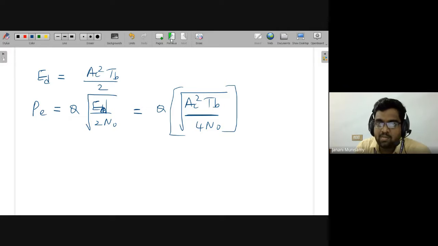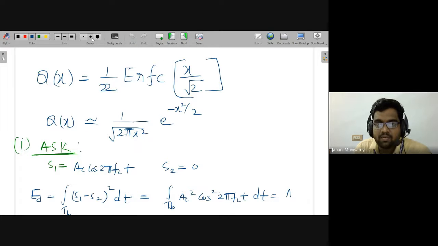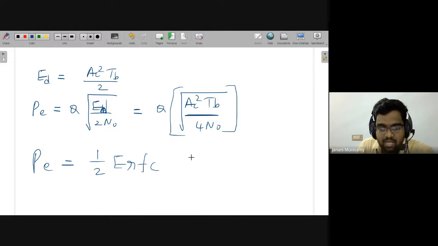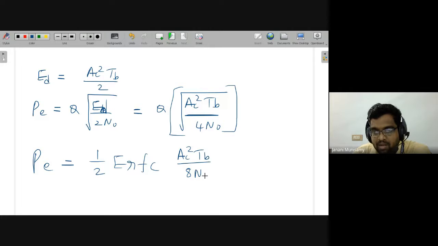The same Q function I can also write in terms of the error function, ERFC of x by root 2. Once you write it in terms of the error function, the same function can be represented as 1 by 2 ERFC of the square root of AC square TB divided by 8 times n naught. Please refer to that basic formula. So I can also write it in terms of the error function.